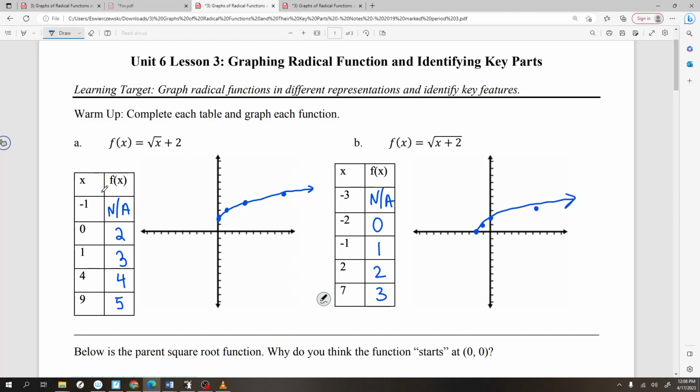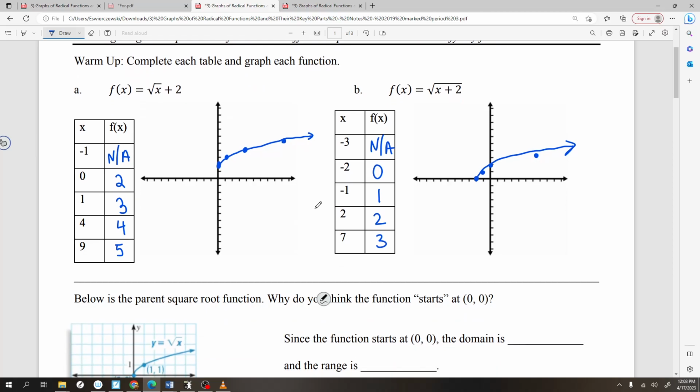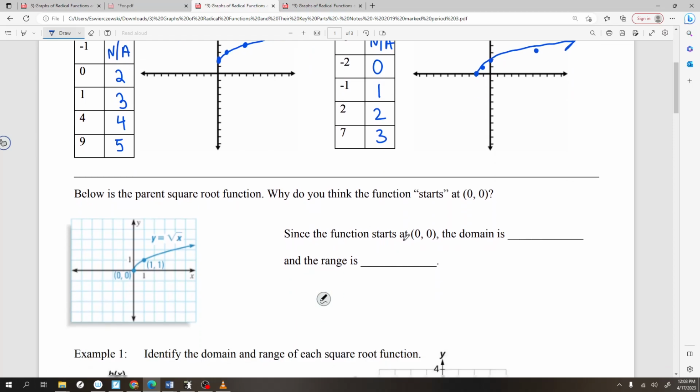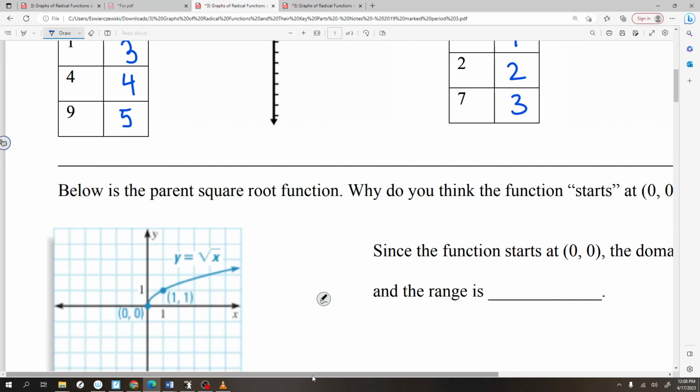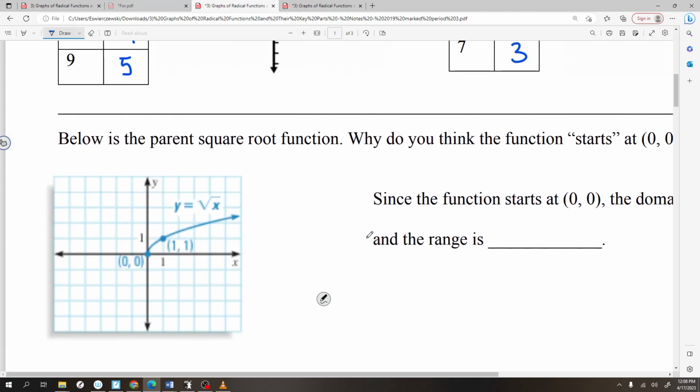All right, so that's our warm-up. Below is the parent square root function. Why do you think the function starts at 0, 0? This is the equation, y equals the square root of x. Why would this function have a starting point at 0, 0?